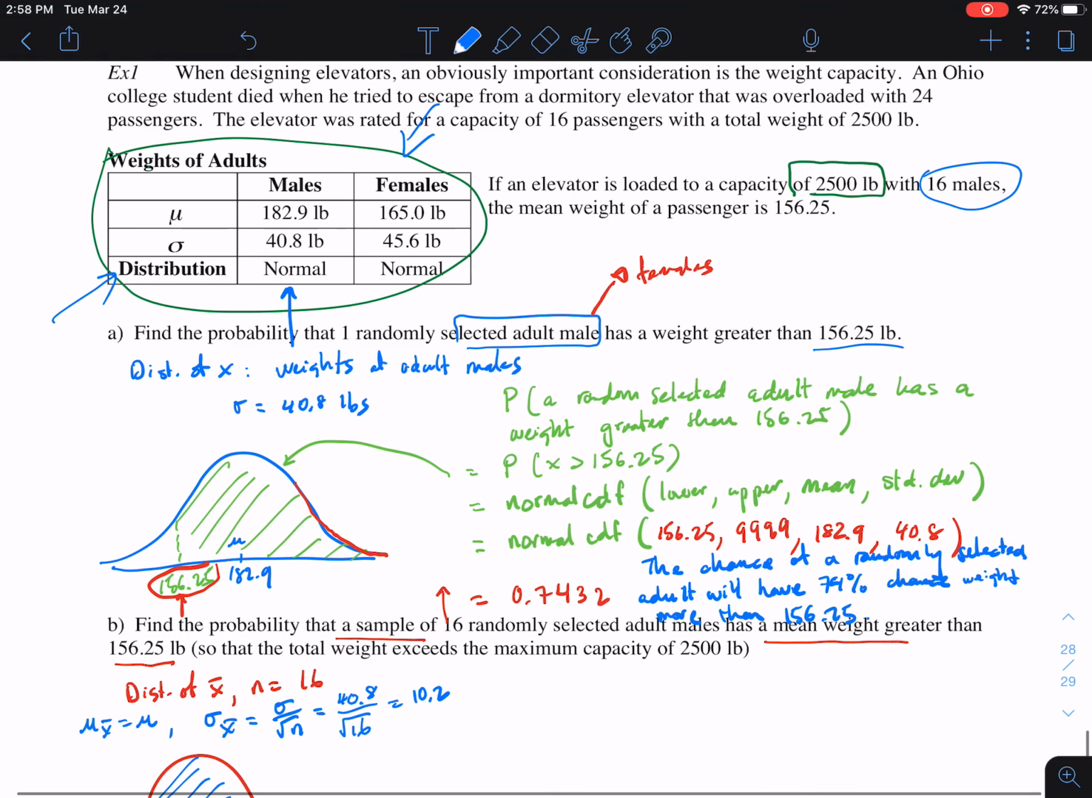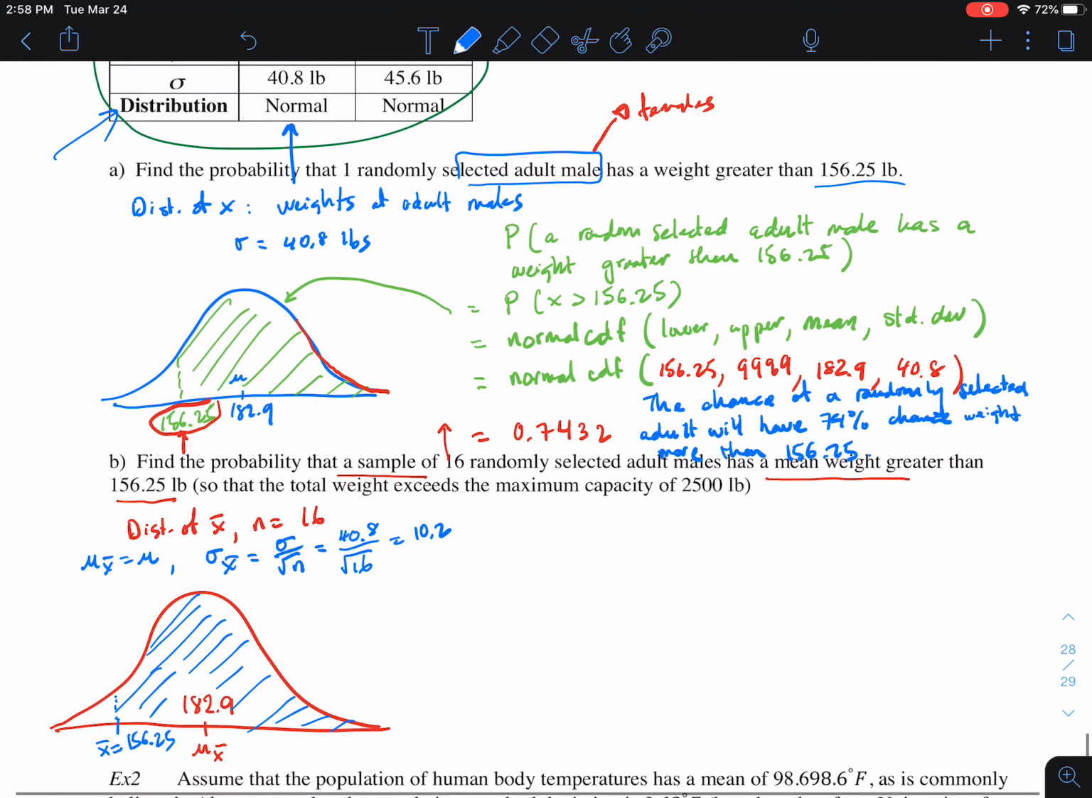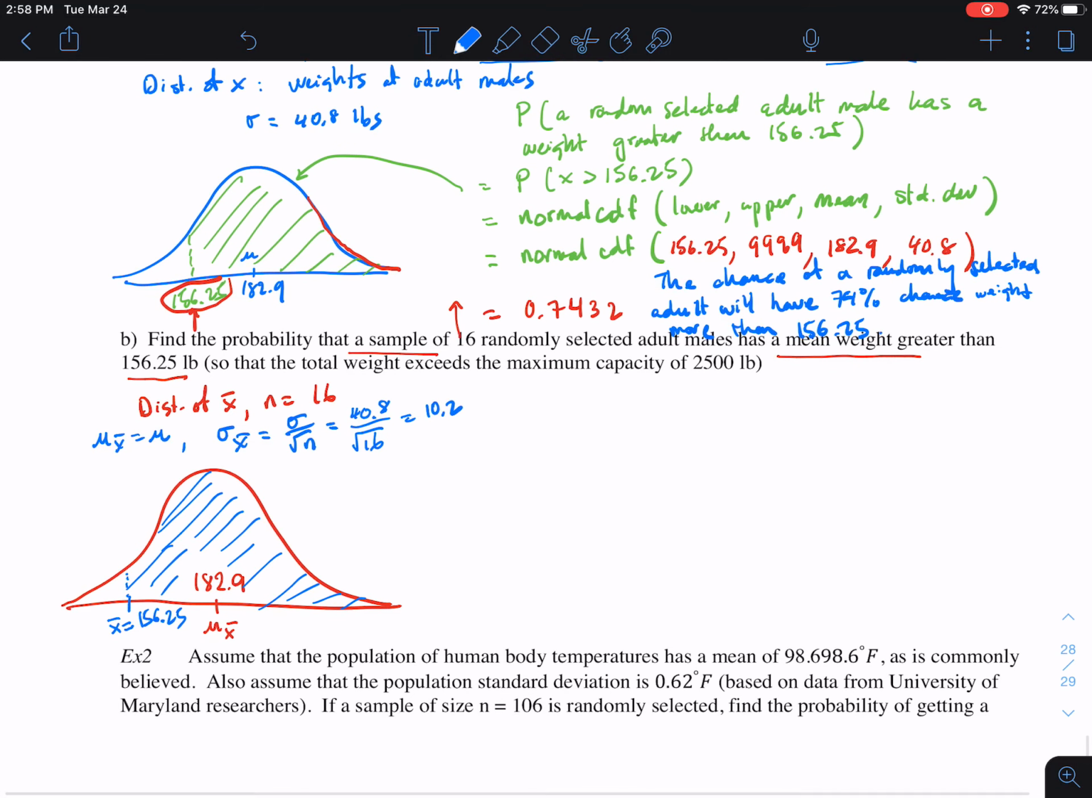I'm thinking this data set here is kind of old. I don't think this is current. But anyway, let's get back to our problem here. So we're asked to find this area, and that area there is the same thing as the probability of X bar greater than 156.25 pounds.